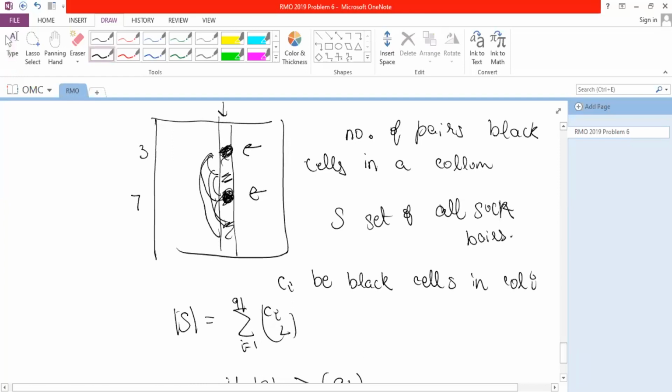This is a pair in S. So these 2 belong to 2 cells. These 2 cells belong to 2 different rows. Say they belong to the 3rd row and the 7th row. So now consider each such pair for each element in S.